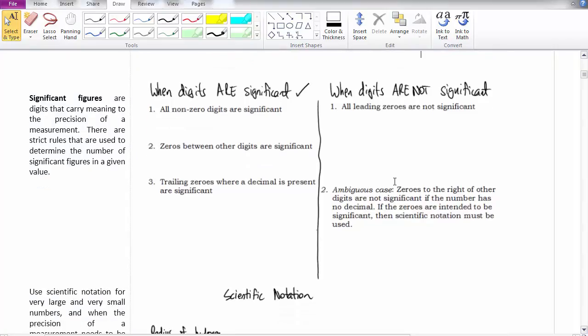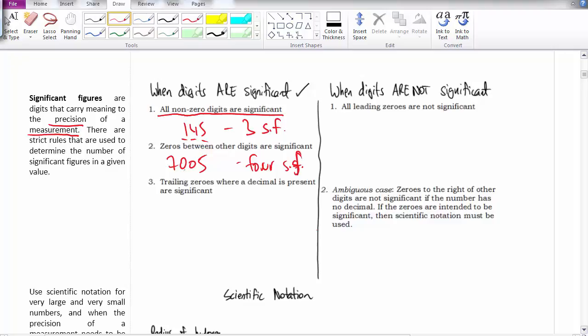They are essentially digits that carry meaning to the precision of a measurement. And there are some strict rules that go along with these significant figures. The first one is all non-zero digits are significant. This is pretty straightforward. If you have a number like 145, this has 3 sig figs. Every single digit here is significant. The second rule is zeros between other digits are significant. So if you have a number like 7005, this would have four sig figs.